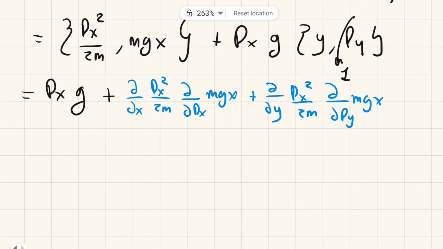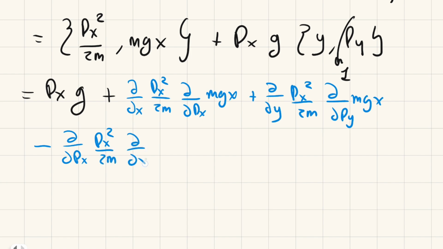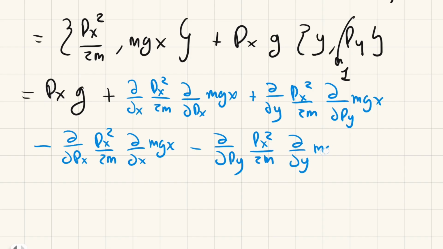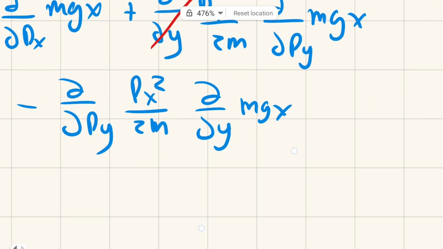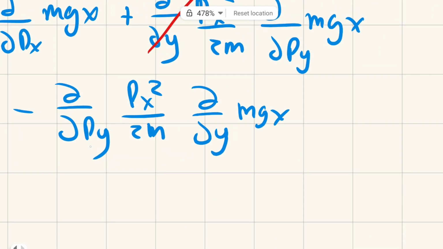Okay, and then, well, the Poisson brackets definition tells us that we need to subtract the derivative with respect to px of px squared divided by 2m, the derivative with respect to x of mgx, and then subtract the derivative with respect to py of px squared divided by 2m, the derivative with respect to y of mgx. As you can easily see, all this is going to be 0, this is 0, and this is 0, right? Because here we are taking the derivative with respect to py, so it is 0.